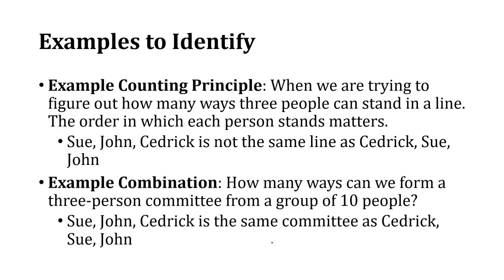When we're using combination, with this example, how many ways can we form a 3-person committee from a group of 10 people? If Sue, John, and Cedric are in the committee, but then we list them as Cedric, Sue, and John, wouldn't that be the same thing? So order doesn't matter for that.